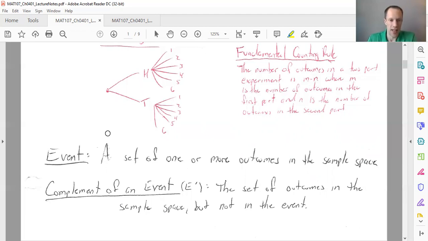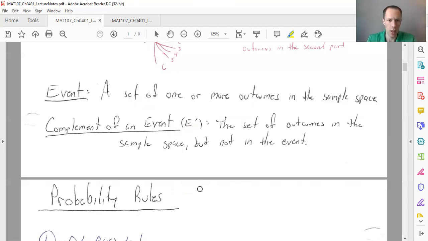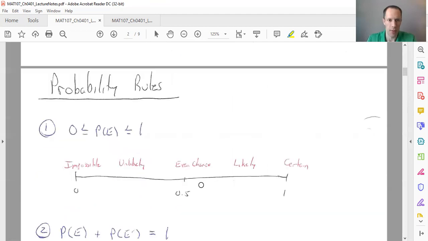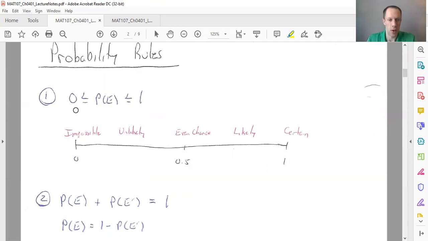If our event is designated by the letter E, sometimes the complement of the event will be designated with an E prime. It's like a little apostrophe there, but we would call it prime. Sometimes you would see E bar as well, like a bar above the E. Now there's a couple of rules associated with probabilities. First of all, probability is always going to be a number between 0 and 1. So the probability of any event is always a number between 0 and 1. It might be 0, it might be 1, it might be any number in between. But probability will never be negative, it'll never be greater than 1.